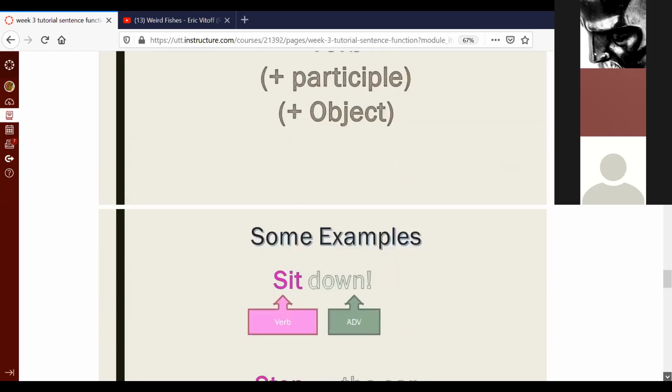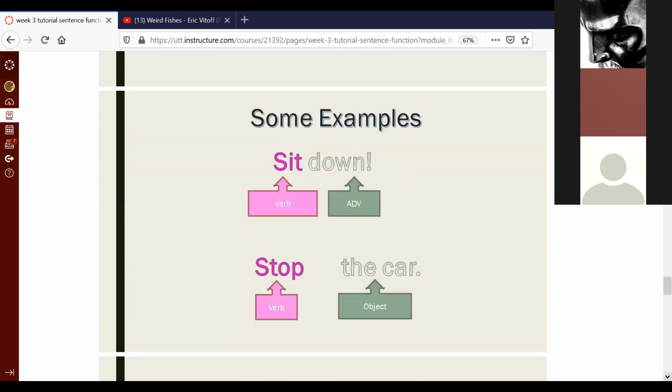So for example, sit down: verb, adverb. Stop the car: verb, object. Now, we do not have an overt or a stated subject, but typically the subject is you. You sit down. You stop the car.